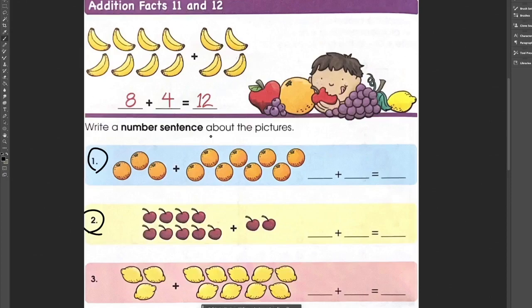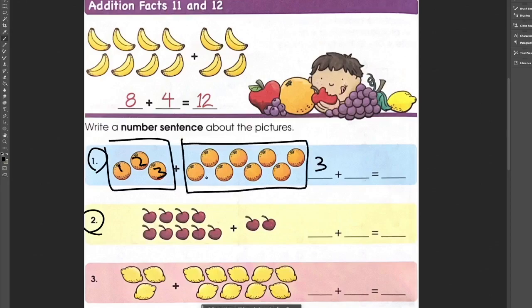Addition facts. So for the left side, we have 1, 2, 3 oranges. So we put a 3 here. Very straightforward. Same thing for the right side. 1, 2, 3, 4, 5, 6, 7, 8 oranges. We count on the right side. And if we want to add them all up, we get 11 as our answer.